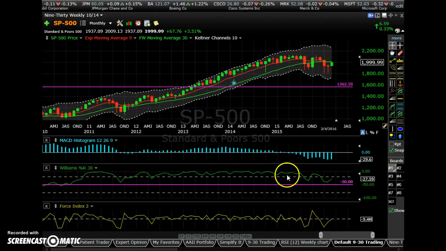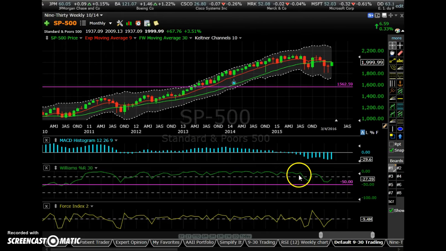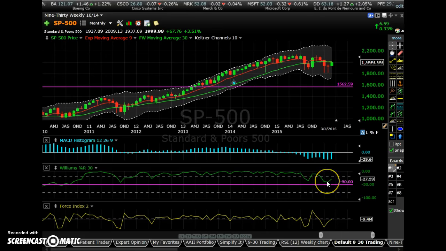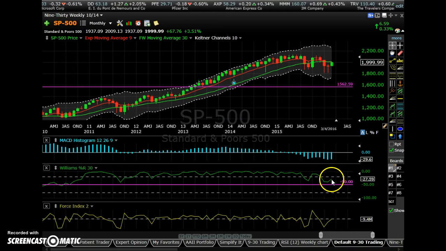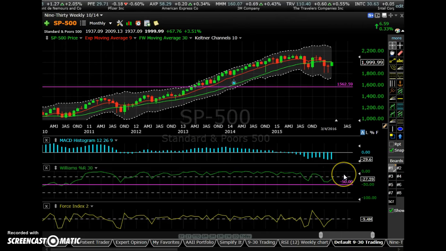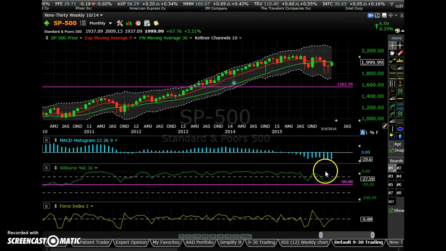Williams percent R is interesting. We crossed below the 20% line, but we didn't quite get below the 50% line. I find that 50% line, as I look back at many charts, tends to hold up as a good support level. I'm hoping, of course, hope is not a strategy, but I'm hoping that we can find the same thing here, that this uptick in Williams percent R will once again take us above this 20% line, and that we have a continuation of an uptrend or reversal anyway.